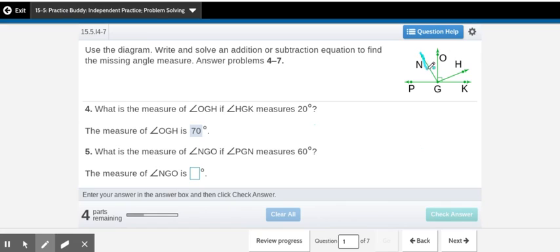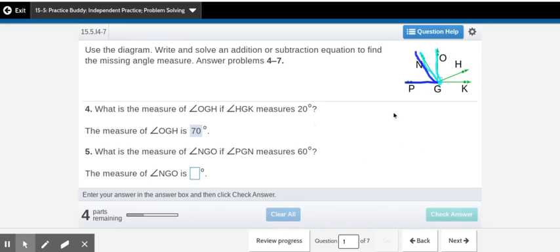Moving on to the next question, it says, what is the measure of NGO? So NGO, if PGN measures 60 degrees. So we have PGN measures 60 degrees. Now again, remember the fact that this OGK over here was a 90 degree angle. I know that OGP doesn't have a 90 degree angle measurement here, but 180 minus 90 degrees is 90 degrees. So I'm assuming that since this broke it up, that this is another 90 degrees over here. So now we're just seeing how is that 90 degrees split up this way.